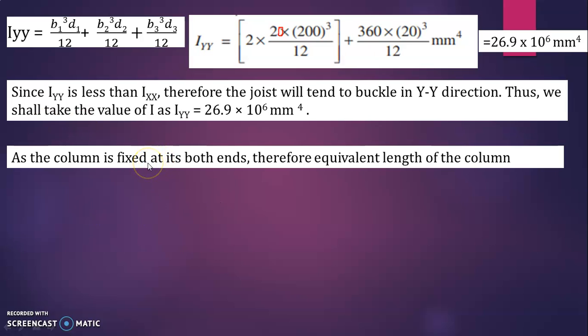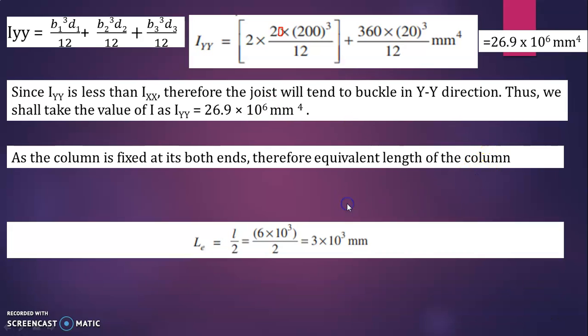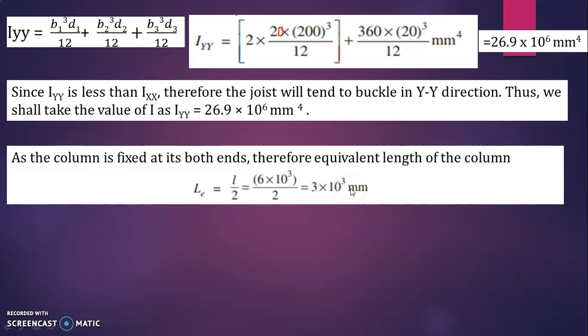Now the column is fixed at both ends. Therefore the equivalent length of the column is LE equal to L by 2. This is based on the 4 end conditions I mentioned in the last class. For the different end conditions, the effective length is different, so you have to consider which is suitable to your particular problem. Here both the ends are fixed, so LE is equal to L divided by 2. L is 6 into 10 raised to 3 divided by 2, that is 3 into 10 raised to 3 mm.